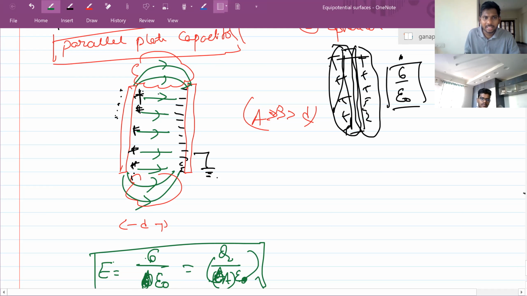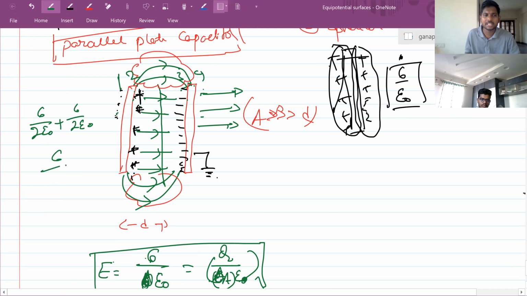So here, due to this first plate, second plate, I'll take ends 1, 2, 3, 4. First plate, second end is sigma by 2 epsilon naught. Second plate, first end is sigma by 2 epsilon naught. But second plate, first end will attract electric field. That means electric field will be towards the second plate. First plate, electric field will be away from the first plate. So both will add up and will become sigma by epsilon naught.